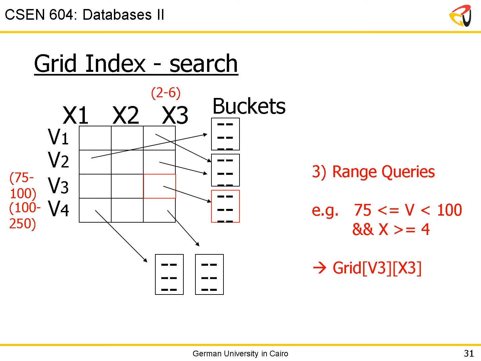We can also answer range queries. So if I get select star from where V is between 75 and 100 and X is greater than or equal to 4, that's easy for me. I will work with the V dimension to find where 75 and 100 are, and that would be my row or rows of interest. And then X is going to be the column or columns of interest. I intersect them, the row and the column. In this case, I will get this red highlighted cell. This will be my reference of interest.